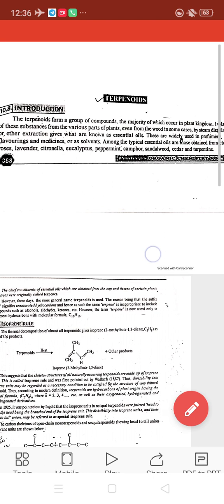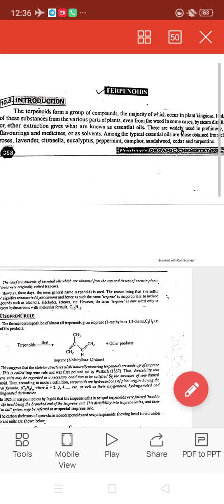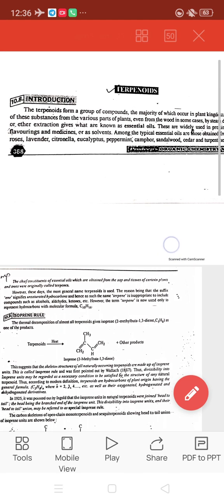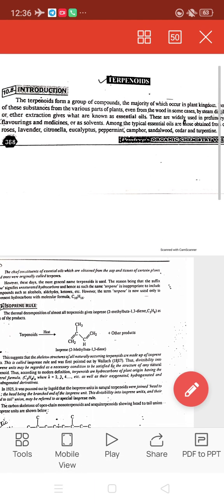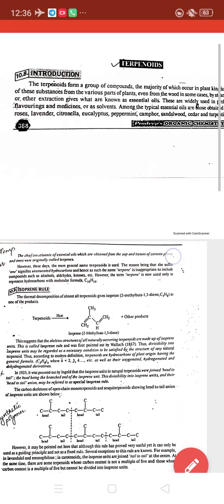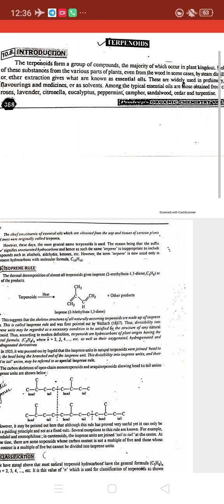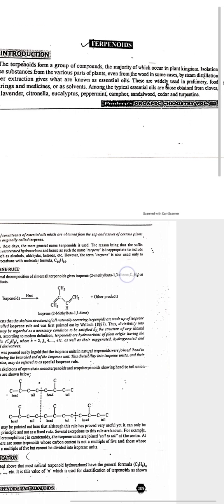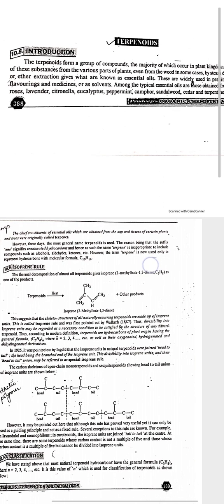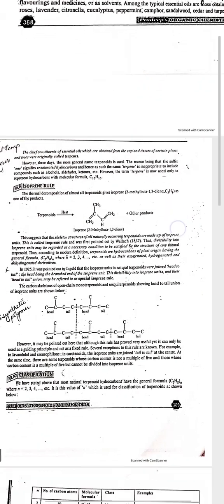Isolation of these substances from the various parts of the plant, even from wood in some cases, by steam distillation or ether extraction gives what are known as essential oils. These are widely used in perfumery, food flavoring and medicine, or as a solvent. Among the typical essential oils are those obtained from cloves, roses, lavender, citronella, peppermint, camphor, sandalwood, cedar and turpentine.